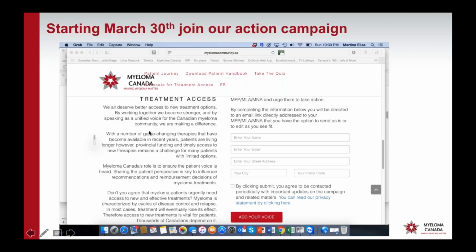Talking about the need for treatment access, you can send a letter to your MPP or an MLA. You just need to enter your name, your email, your address. Most important is your postal code. Then when you click to add your voice, a screen will pop up with a letter addressed to your local MPP or MLA, depending on where you live. It will talk about access to new treatments for myeloma patients, and you can take this template and personalize it, add anything you want to make it more personal to you, and then you just click and it's sent directly to your MPP or MNA.